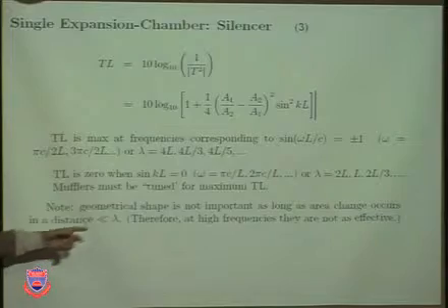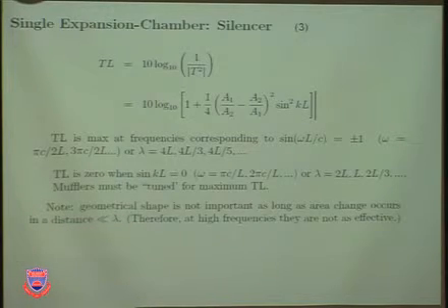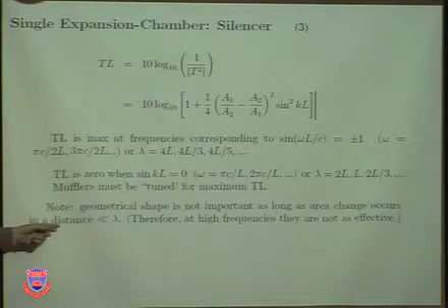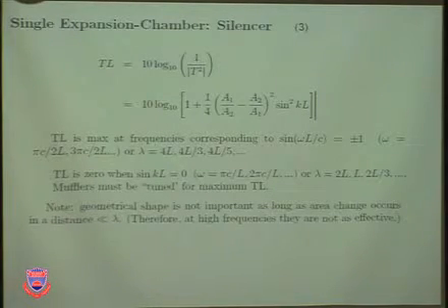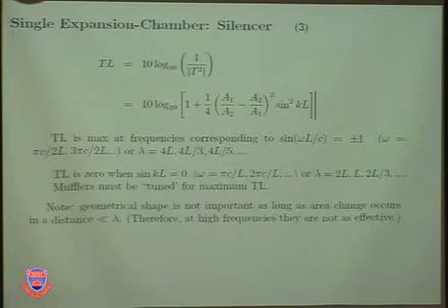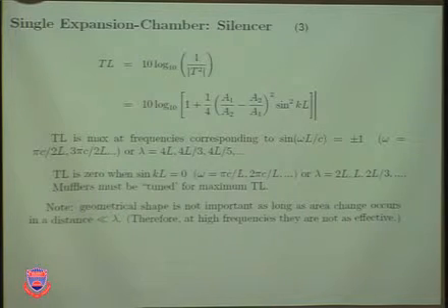What is this last statement? At high frequencies, they're not as effective. Why is that? Go ahead. We can't make the realization. That's right. At high frequencies, the wavelength is much shorter. Higher the frequency, shorter the wavelength, and then we're not able to make that area change in a distance that's smaller than the wavelength. That's why it doesn't see the impedance and it goes straight through.